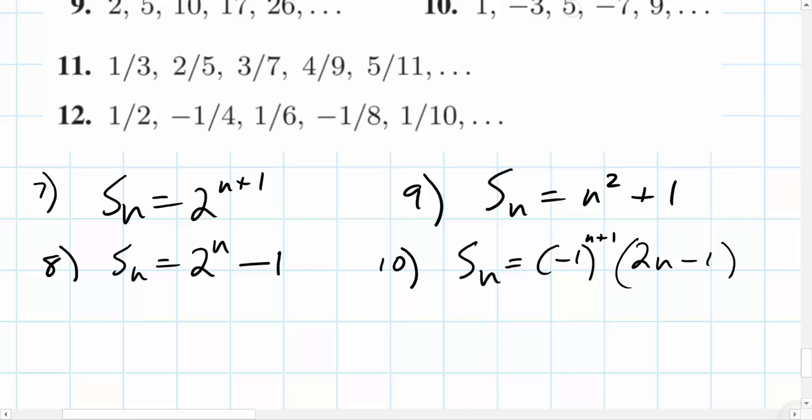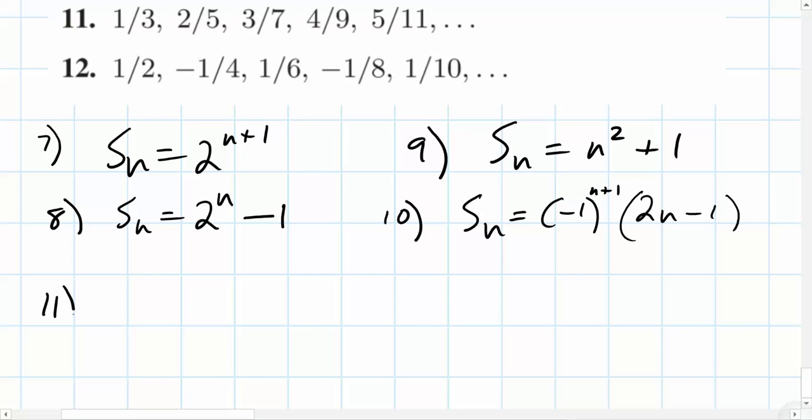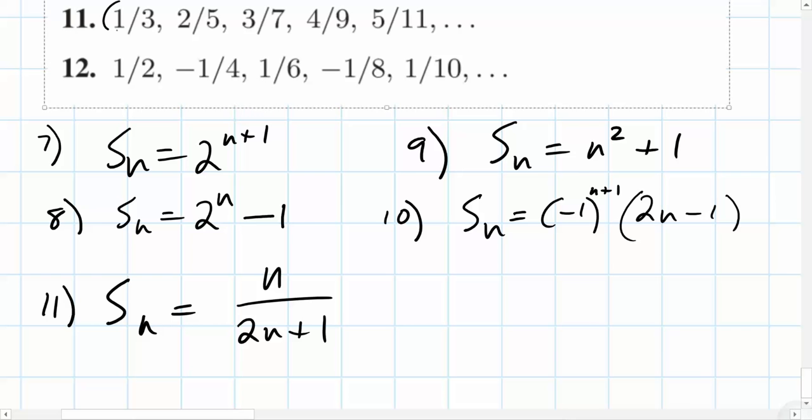Oh, I like 11 there. Do you have a clean one there for 11, Tomas? Yeah. What'd you get? Tell me. N over 2n plus 1. Oh, look at that. So you noticed it went 1, then 2, then 3, then 4, then 5.